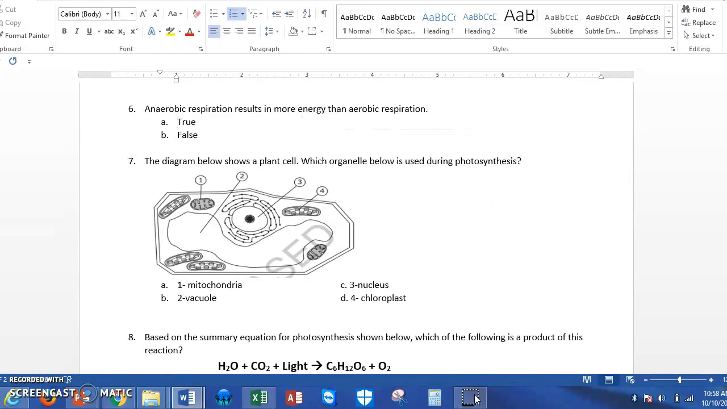Number 6. Anaerobic respiration results in more energy than aerobic respiration. A. True. B. False. Number 7. The diagram below shows a plant cell. Which organelle below is used during photosynthesis? A. The mitochondria. B. The vacuole. C. The nucleus. Or D. The chloroplast.